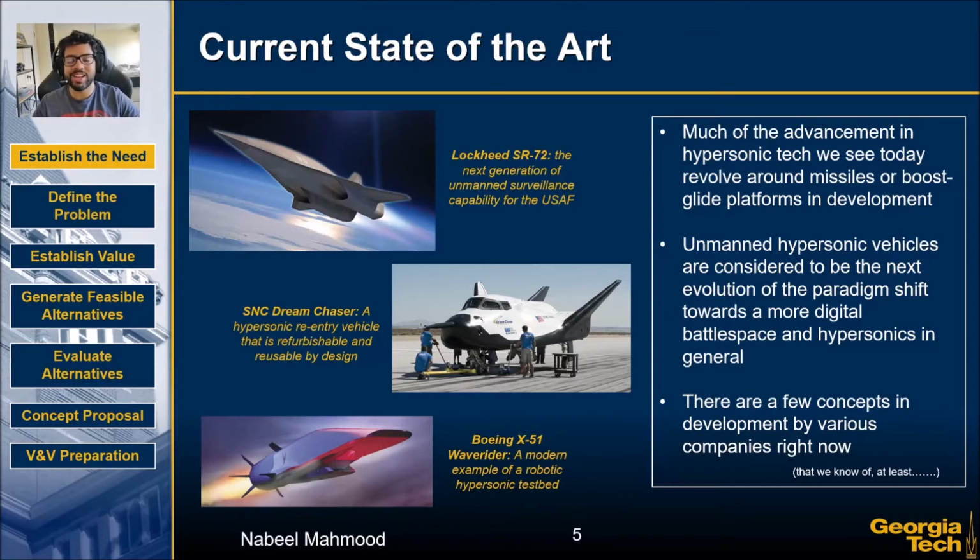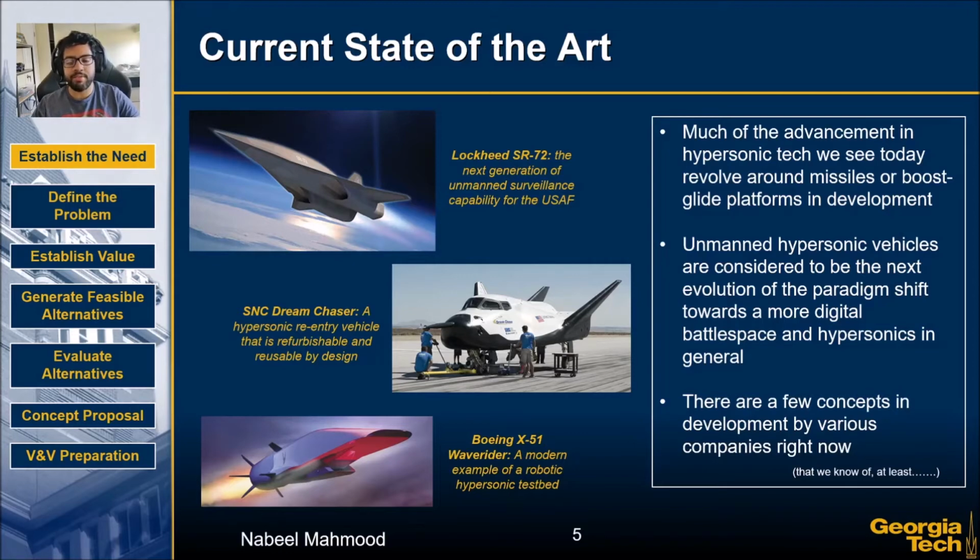Maybe that's what it looks like. We don't know, but that's one of the concepts. Another thing that we've thrown in is the SNC Dream Chaser because this is a hypersonic capable reentry vehicle, but it's also designed to be easily refurbishable and reusable. And then another kind of intersection of what we want the system to be able to do.